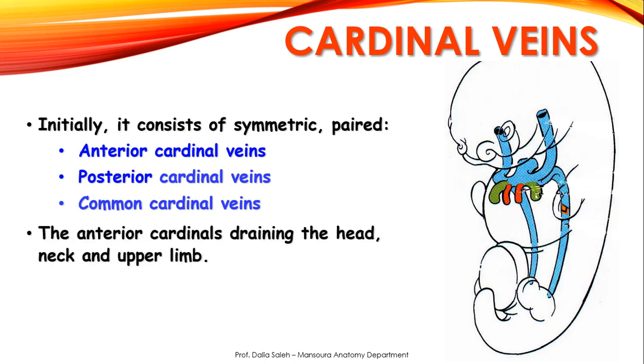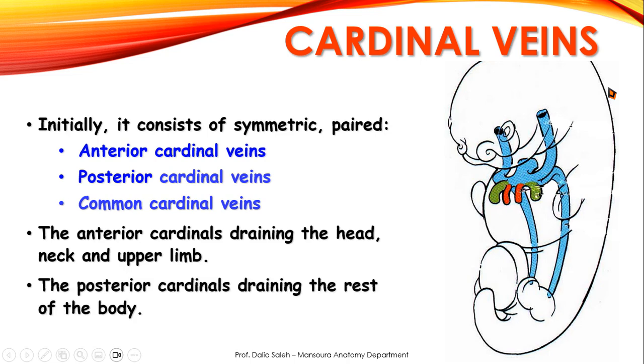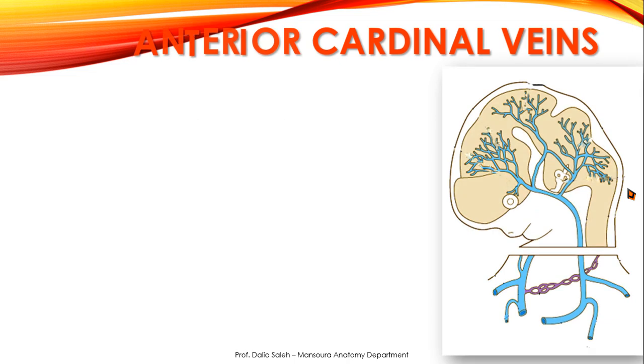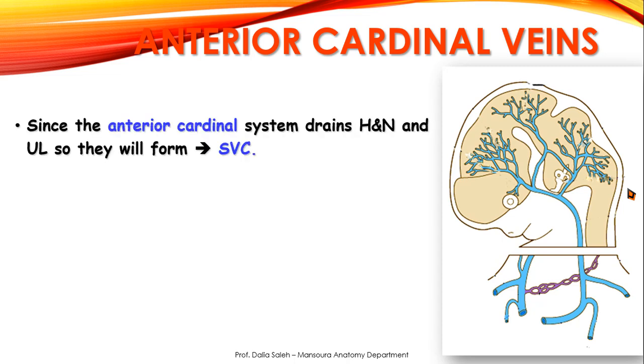The anterior cardinal veins, as can be seen in this picture, drain the head, the neck, and the upper limb, while the posterior cardinal veins drain the rest of the body, mainly the body wall and the lower limbs. So the anterior cardinal veins will eventually end up forming the superior vena cava and the veins draining the head and neck and the upper limb.